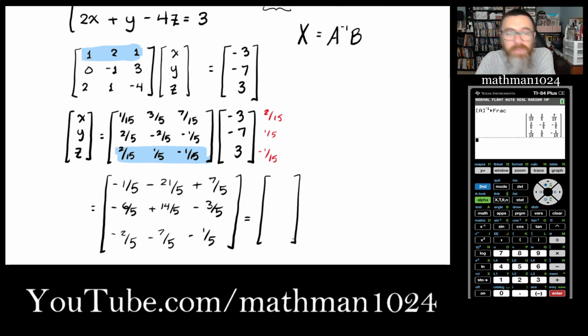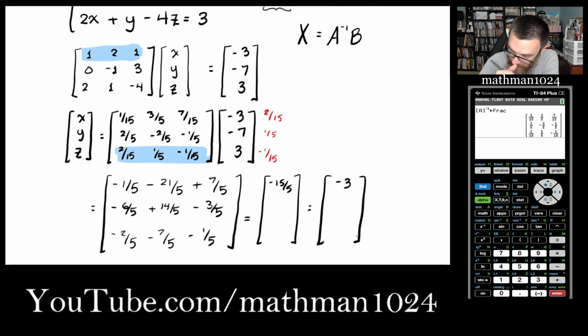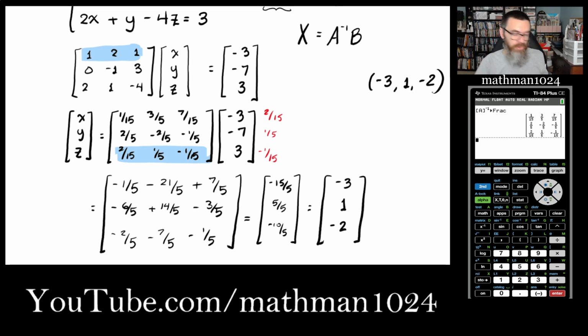All right, so now let's put all this together. We've got negative 1, negative 21 is negative 22, plus 7 is negative 15 over 5. So that's just negative 3. So negative 6 plus 14 is 8, minus 3 is 5 over 5, so we get 1. And then here, negative 2, negative 7, negative 1 is negative 10 over 5, and we get negative 2. So we're saying here that our solution to this system is the ordered triplet negative 3, 1, negative 2.